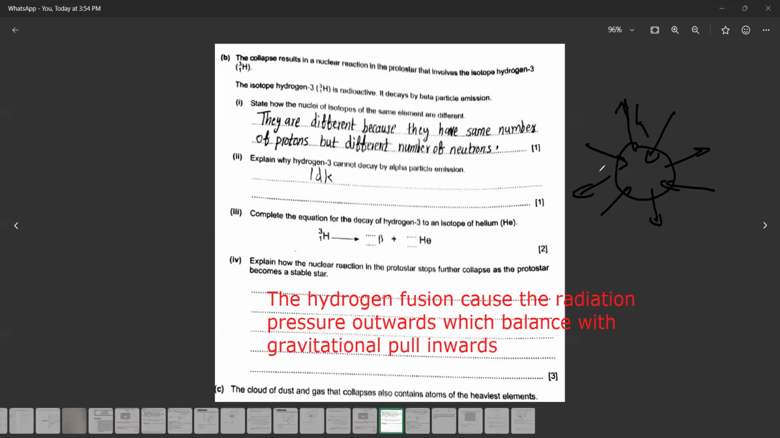Second part: it's because there are not enough protons. Hydrogen has one proton, so fewer protons. What is the answer for the third part? Completing this, 0 and -1 is there, and this is 3 and 2, 4 and 2. Why 4 and 2? It can be an isotope of helium. So the nucleon number should not change. In a beta emission, the nucleon number does not change. So actually it's an isotope.